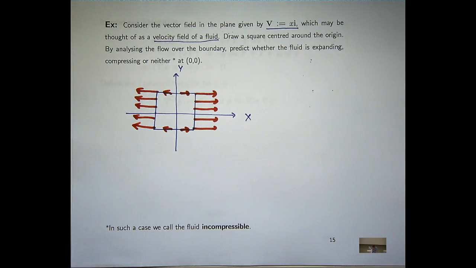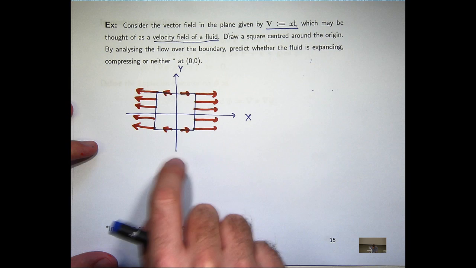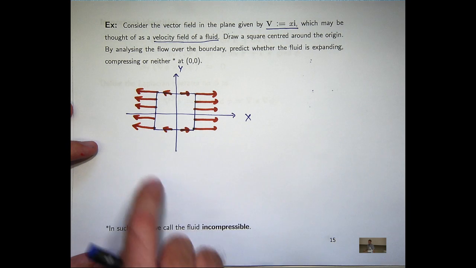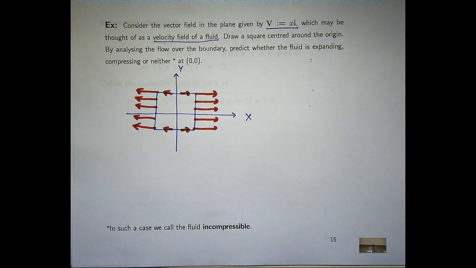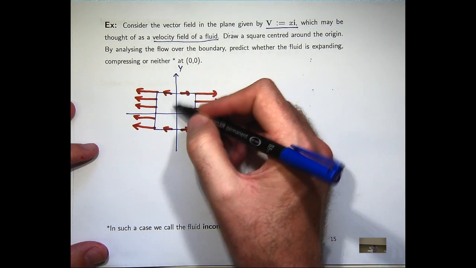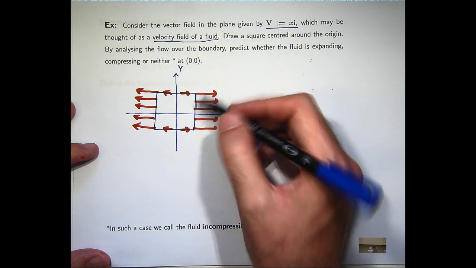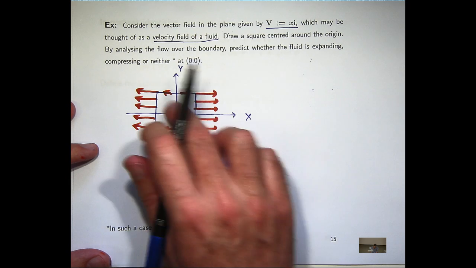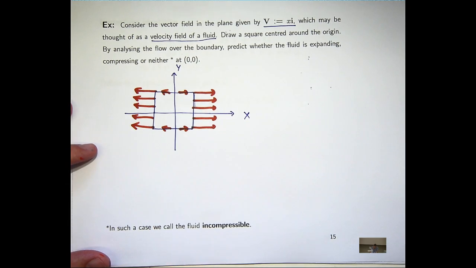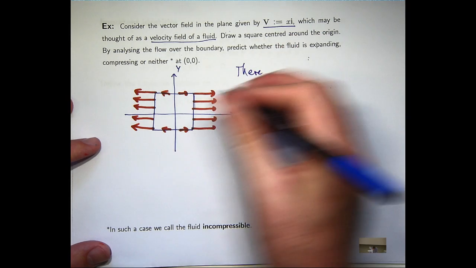So let's have a look at the flow over the boundary. You can see over this edge there's a net outflow. Over this edge there's also a net outflow. Over the top edge and the bottom edge, there's neither an inflow nor an outflow. There's no flow across here, and no flow across here. There's definitely a positive flow out over this side and a positive flow out over this side. So combining these, we see there must be a positive net outflow over the boundary of the square.